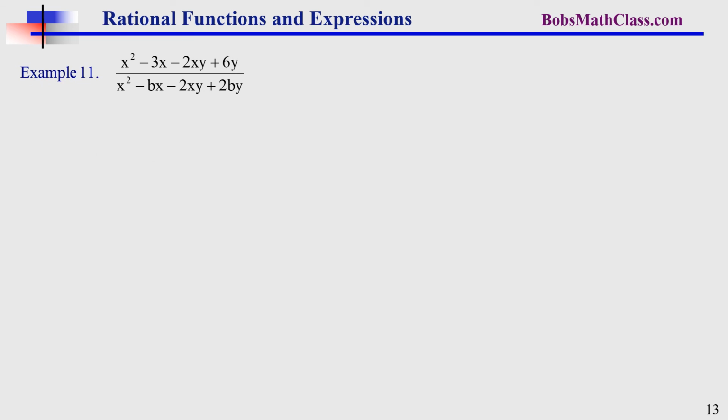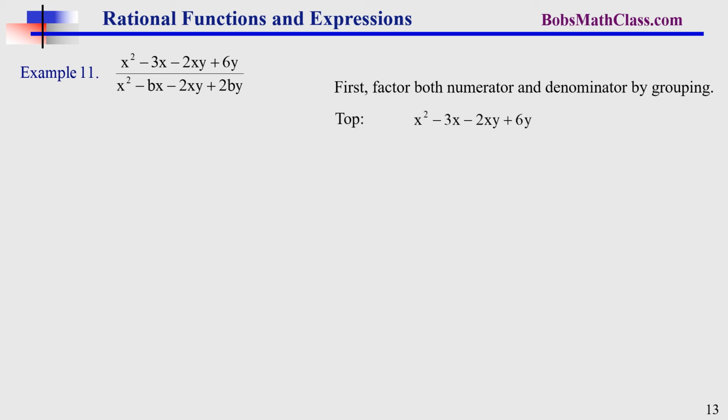Okay, number 11. Factor the top, factor the bottom. Okay, we're going to use grouping. There's already 4 terms. So what do we factor from the first pair? An x. How about the second pair? A negative 2y. Again, you might want to pause and try to work that out. Okay, so our factors are the same, x minus 3, so that'll be x minus 3 times x minus 2y. All right, now do the same thing with the bottom.